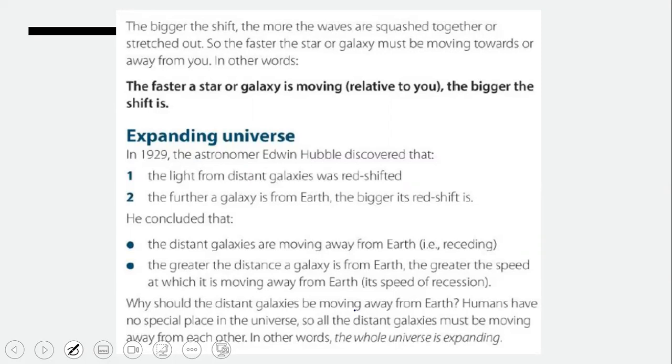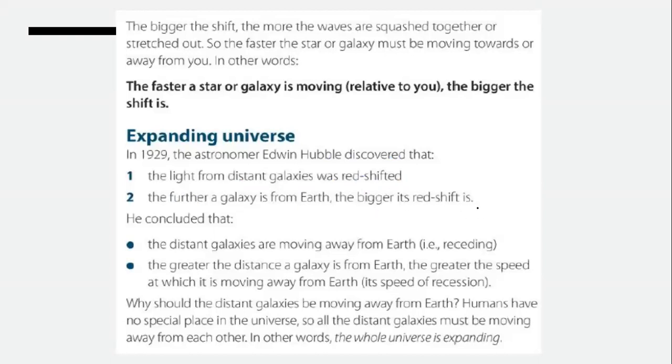Our universe is expanding. If you take a look at our universe, you will observe a red shift. You are going to see that the light from distant galaxies is red shifted, and the further a galaxy is from the Earth, the bigger the redshift is.